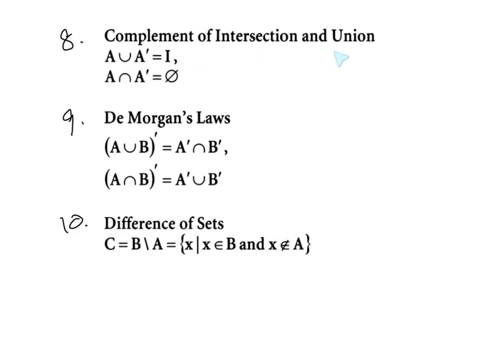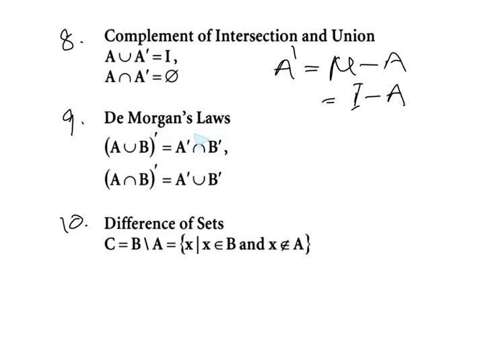Complement of intersection and union. A union A complement equals μ, the universal set, and A intersection A dash, or A complement, equals φ. There is no common element, because A complement means μ minus A, or I minus A. We can write I minus A.